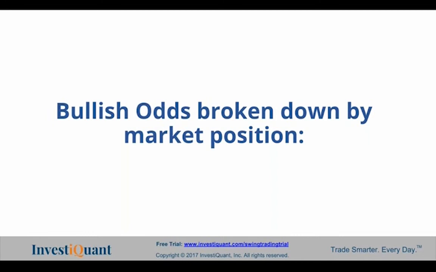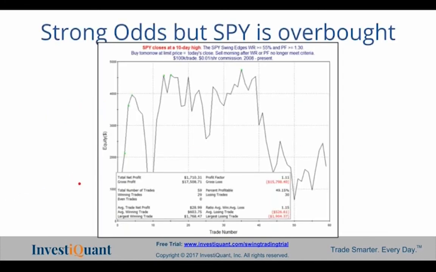But 2 nights ago, Tuesday night, I was looking at some fairly bullish odds for the SPY and for ES, which is the futures contract for the S&P 500. But the market was already at a new all-time high, right? So I wanted to see, there was some concern that I'd be buying into an overbought condition. So I broke it down and said, all right, we have strong odds, but SPY is overbought here. Using the same parameters, the 55 and the 1.3%, what happens if we buy after SPY closes at a 10-day high and we've got good-looking odds?